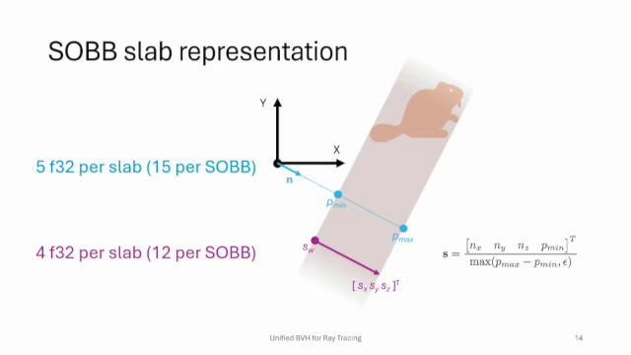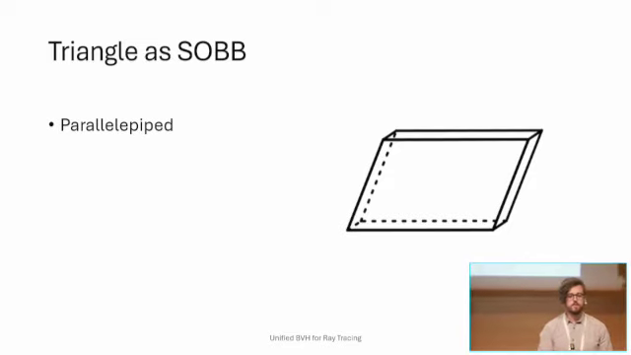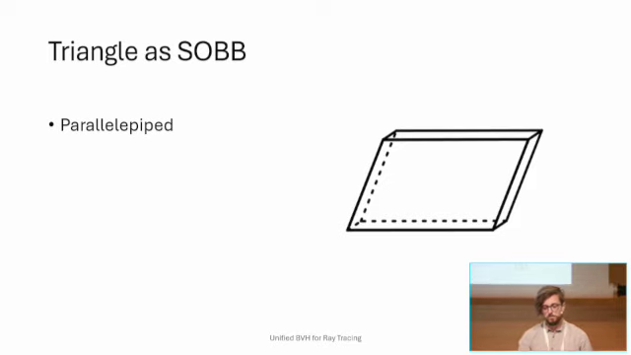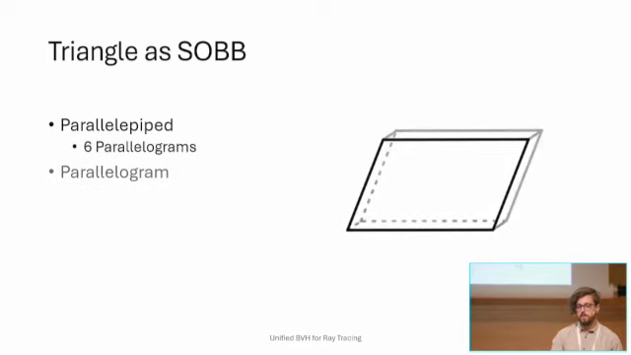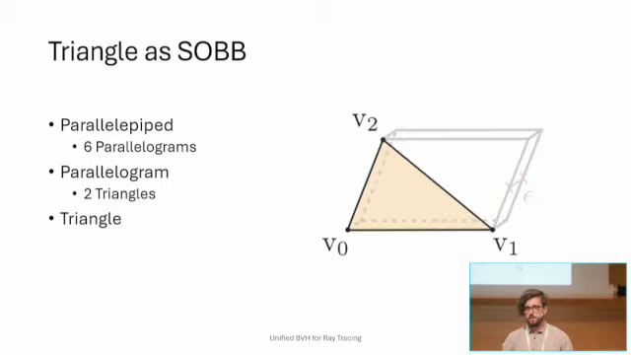Now that we all understand SOBBs and their representation a little better, let's get to the point. How do we represent a triangle as an SOBB? Let's work backwards from the definition. The parallelepiped consists of 6 faces, and these are parallelograms. A parallelogram consists of 2 congruent triangles. So here is the triangle, and trivially enough, we can represent the triangle on the face of an SOBB.